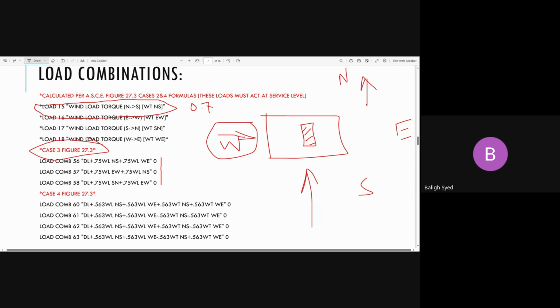Then your structure will be in compliance with the AC 716 and AC 722. This is called the compliance of the shear wall design under case 3 of AC 722. Okay, makes sense what I'm saying? So the same thing for case 4, figure 27.3.